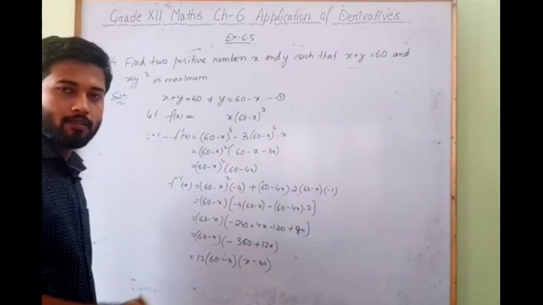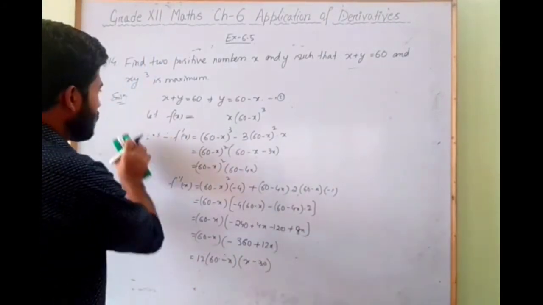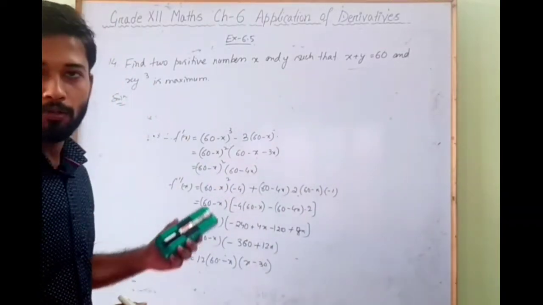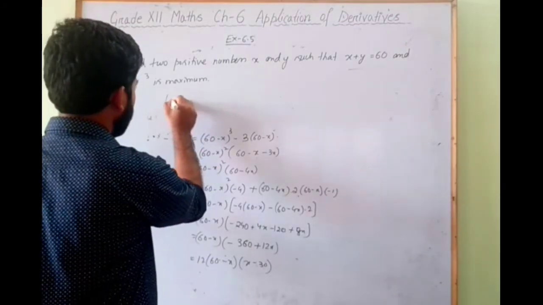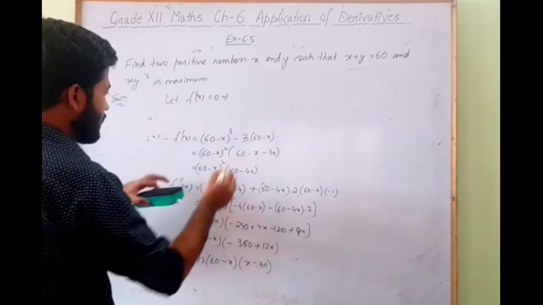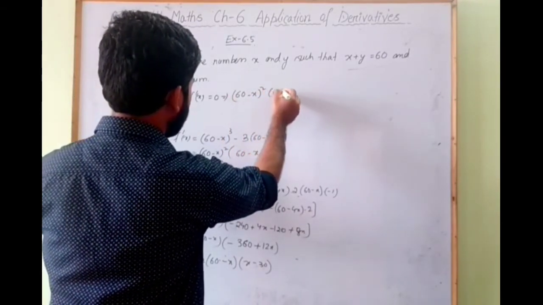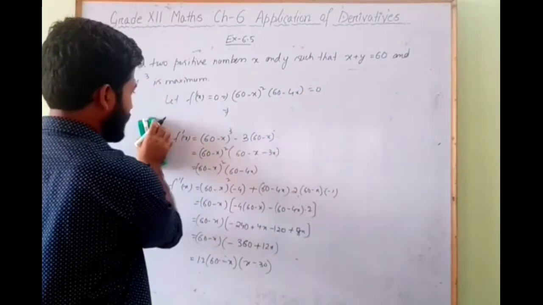So after this, what we do is take the first derivative and equate it to 0 to find the critical points. So let us do that. Let f'(x) = 0. So this will imply (60 − x)² into (60 − 4x) equal to 0.